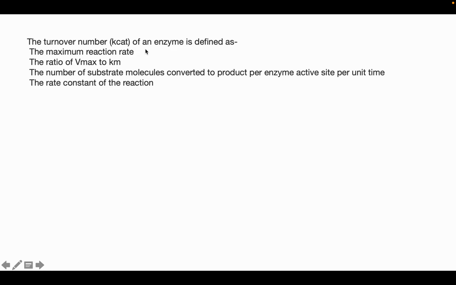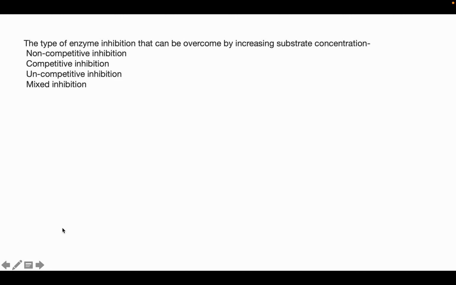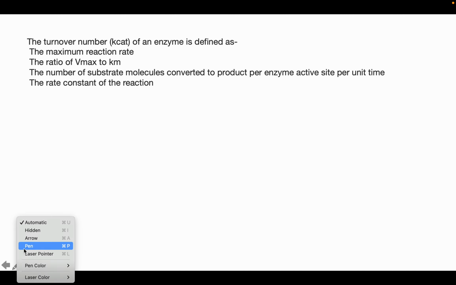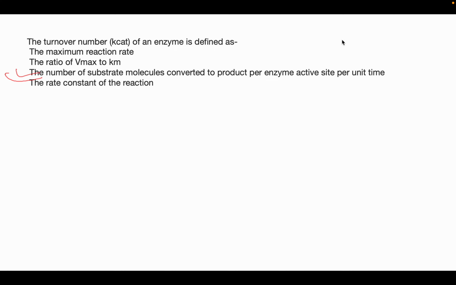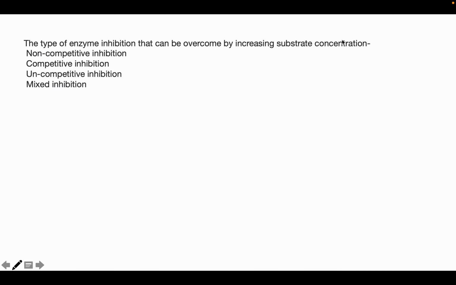The turnover number kcat of an enzyme is defined as maximum reaction rate, the ratio of Vmax to Km, the number of substrate molecules converted to product per enzyme active site per unit time. Yes, so the correct answer is the number of substrate molecules converted to product per enzyme active site per unit time.